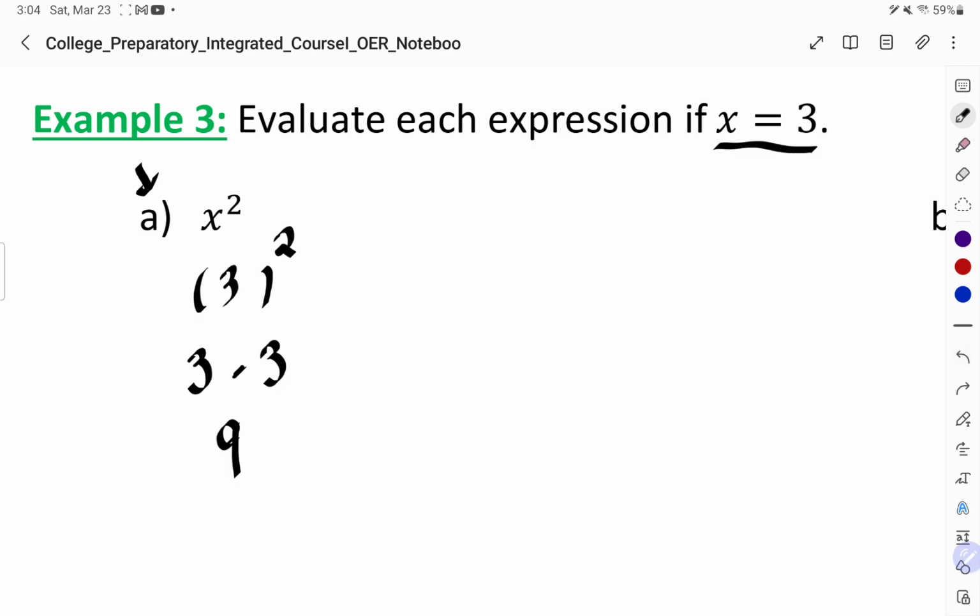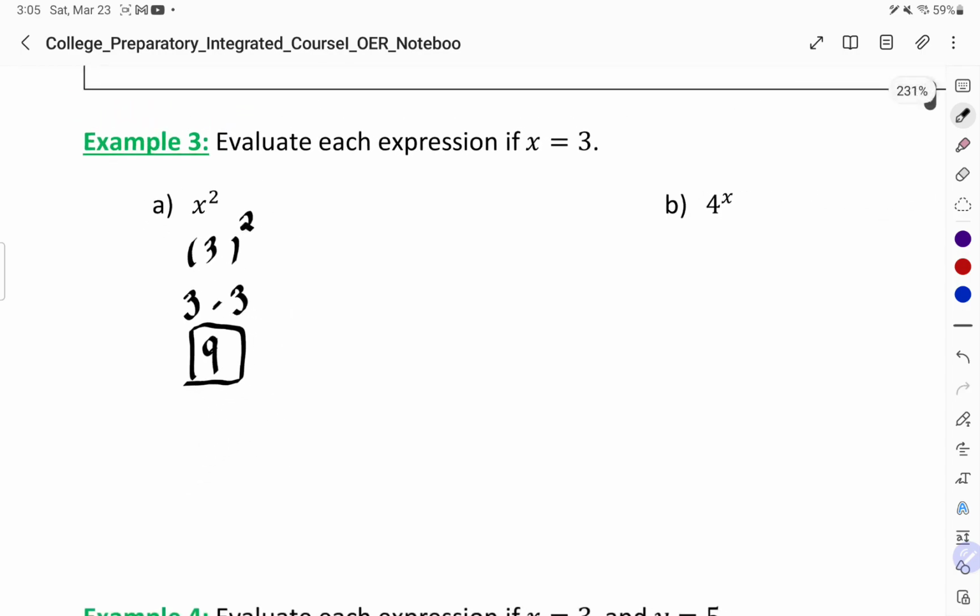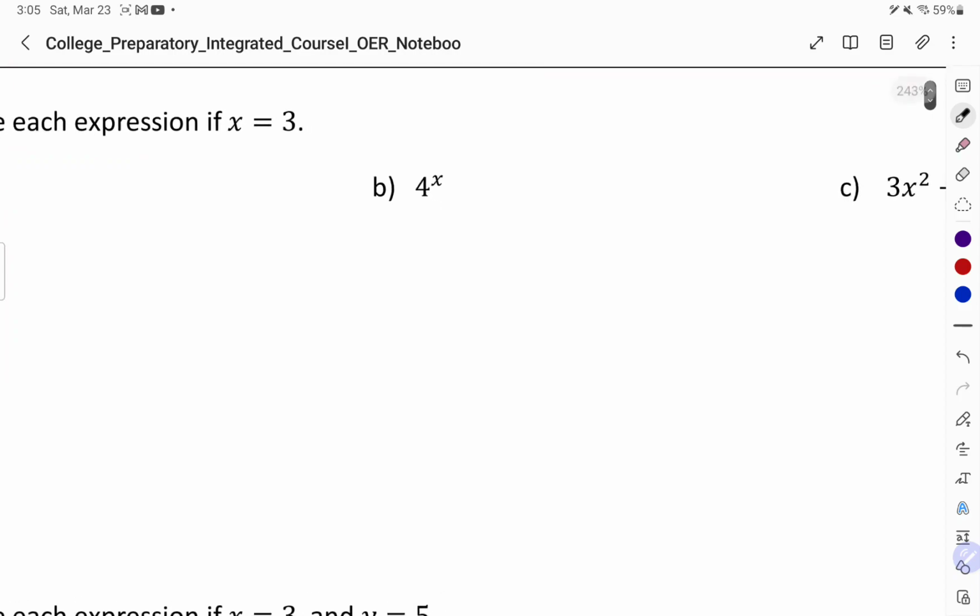Pretty easy. That's the first thing that you can do. Literally, you substitute for the letter, and then you do the operation that's there. We're done with A. Whenever x is equal to 3 for A, my answer is 9. Let's go ahead and do the next one.